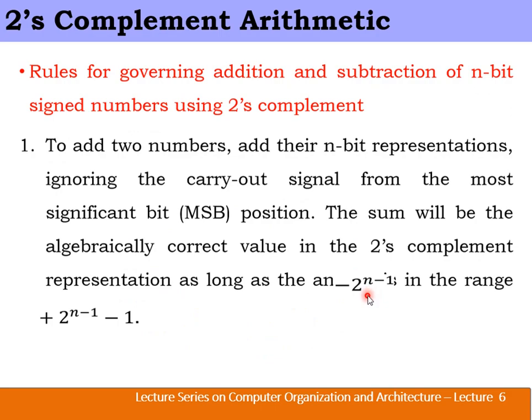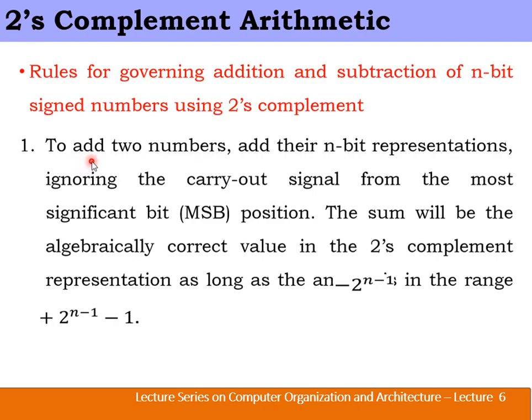So now let us discuss the rules for performing addition and subtraction of n-bit signed numbers using 2's complement. So now here the two rules are formulated when we want to perform addition operation as well as subtraction operation when we are using 2's complement system. So whenever we are using a 2's complement system, let us check out the first rule, how addition operation is going to perform.